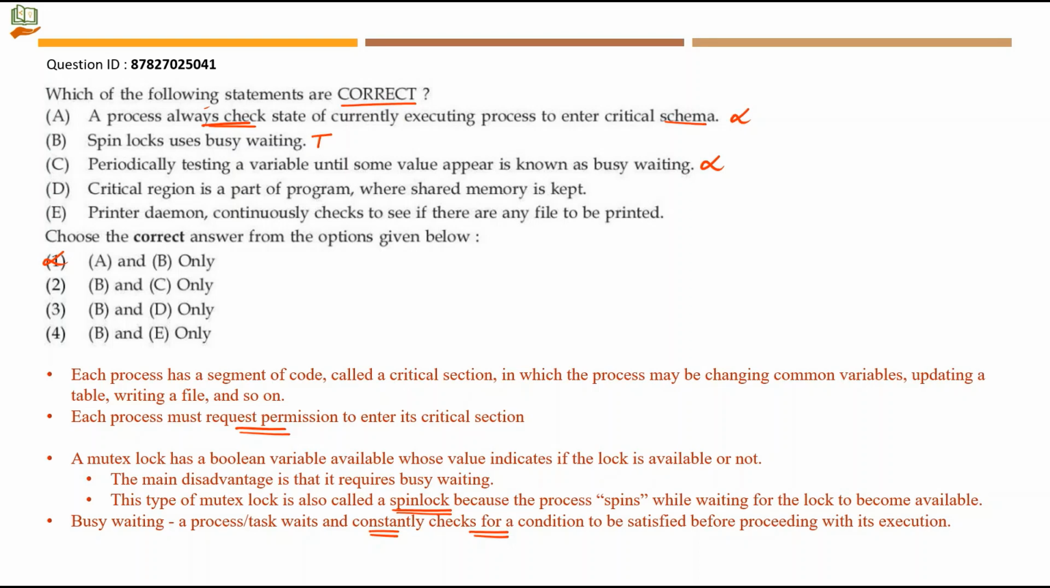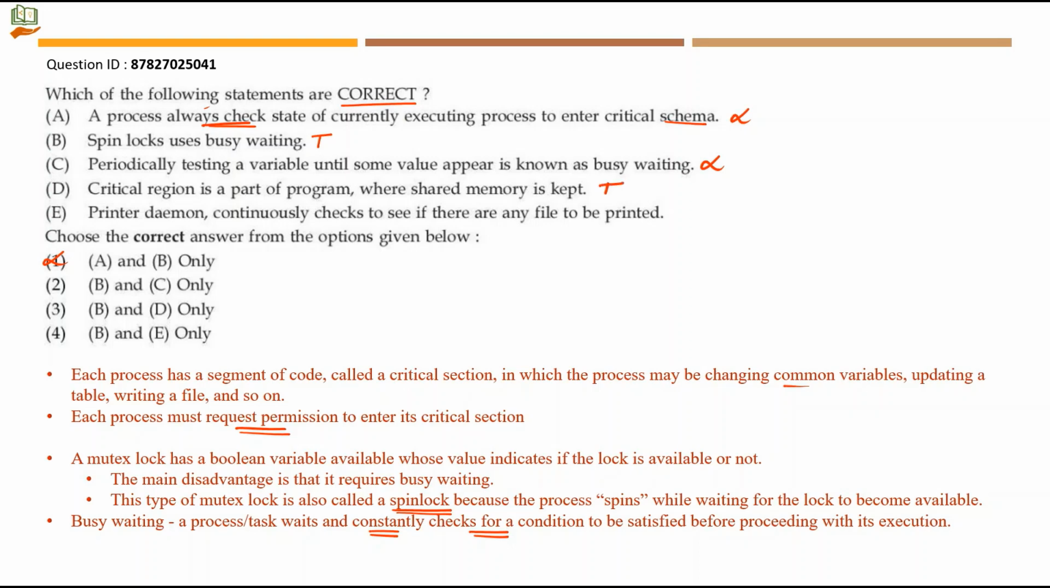Then, critical region is a part of program where shared memory is kept. So what is the critical section? It may be changing common variables, updating a table, writing a file and so on. So when shared memory is kept, only then it has to ask permission to update or change some variable value or write a file. If that memory is not shared, it will automatically update itself. Only when there is shared memory it has to seek permission. So critical region is a part of program where shared memory is kept is perfectly true.